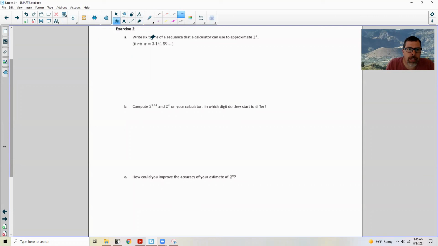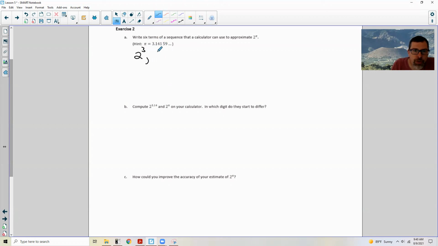Okay, so in exercise 2, it asks us to write 6 terms of a sequence that a calculator can use to approximate 2 to the power of pi. And it says, hint, pi is approximately 3.14159 ... meaning it continues forever and ever. So 6 terms of a sequence. So the first one would be 2 to the 3rd, rounding that to a whole number. But we want to get more accurate than 2 cubed. So I know that 2 cubed is 8.